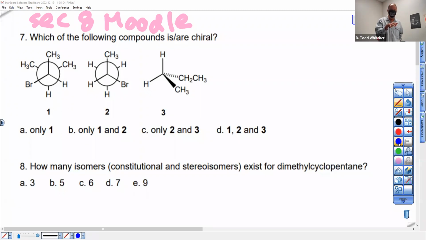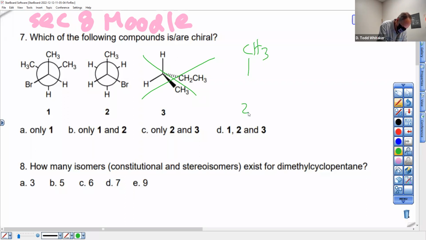So I'm going to use that to rule out number 3, because there's not a single stereocenter in number 3. This is not a stereocenter here. It's got 2 H's on it. So that's a no. I hope you see that number 2 is this.